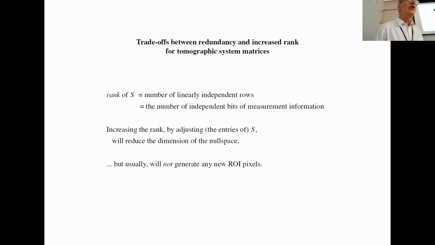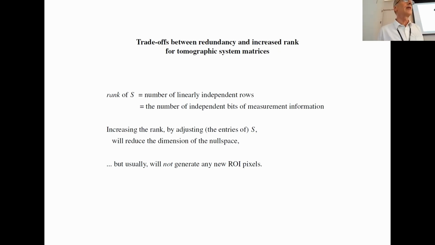Now, if you adjust the matrix somehow in such a way that you manage to increase the rank, so you manage to remove a bit of redundancy and get a new independent piece of information, that obviously immediately reduces the size of the null space. But it does not necessarily generate any kind of region of interest pixels. The usual situation is if you increase the rank of a matrix, you just increase the rank, but you don't get anything out of that. That's the most common situation.